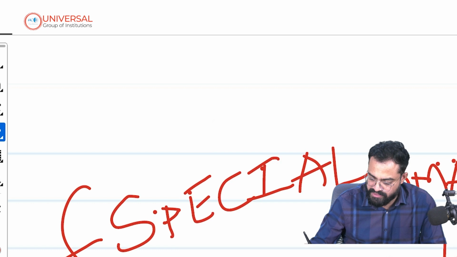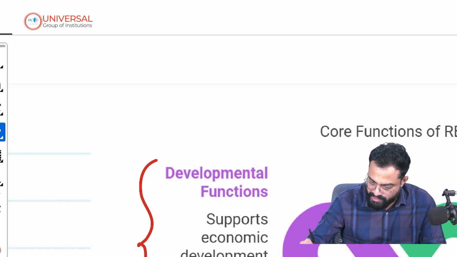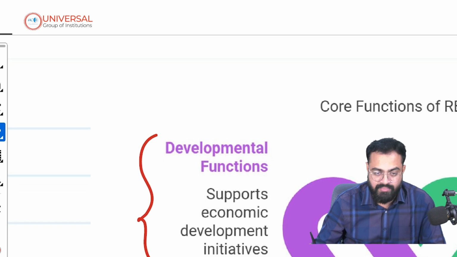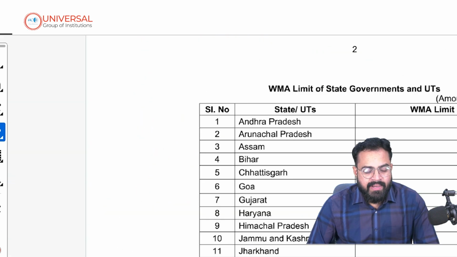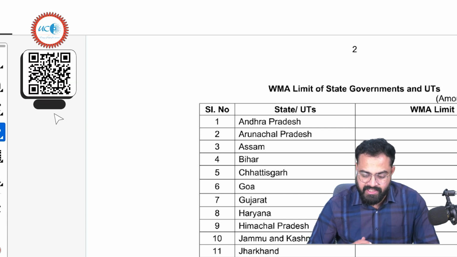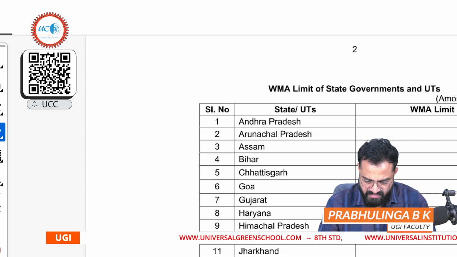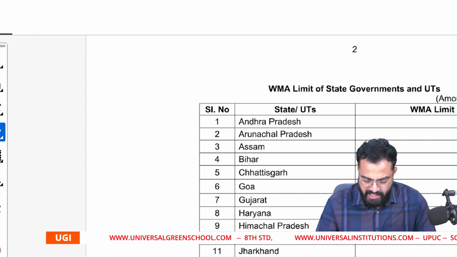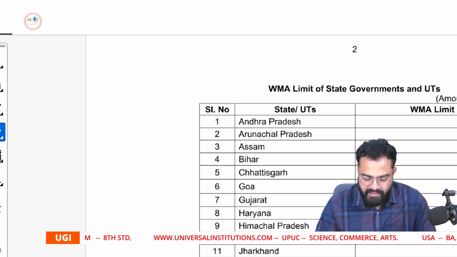So what we have learned till now is what exactly the WMA is and how this provision of WMA is available. The Reserve Bank of India, effective 1st of July, has decided to increase the aggregate WMA limit for the various states. As you can see, the limit that exists for the state of Andhra, Bihar, Haryana, Karnataka, Meghalaya.